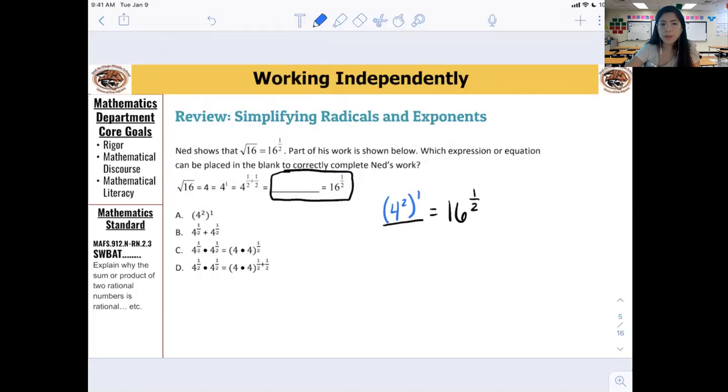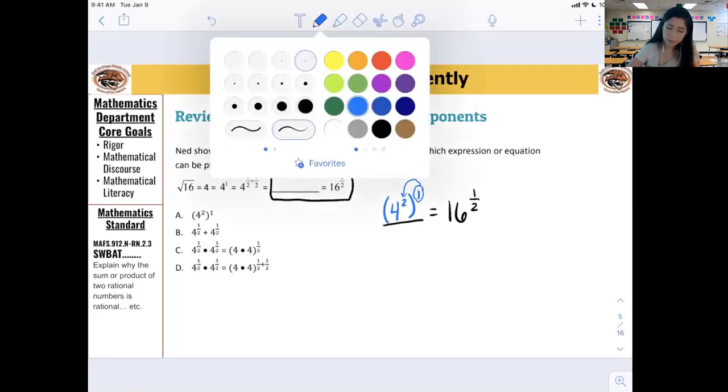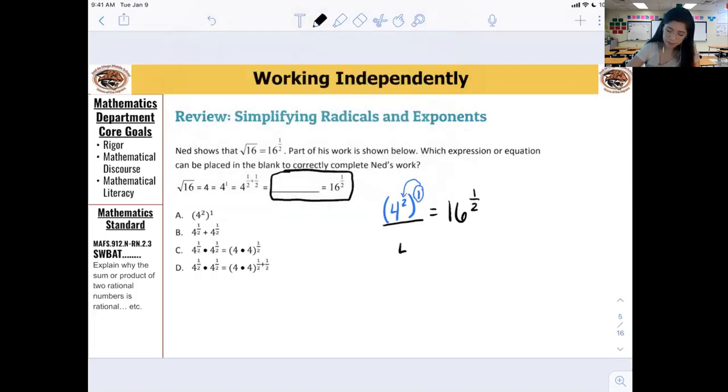What do I need to do between 2 and 1? Distribute? Multiply. So 2 times 1 is just 2. Okay, well, at this point, I don't have matching bases. So what is something I can maybe do to make them match? Do the power of 4 to the power of 2.